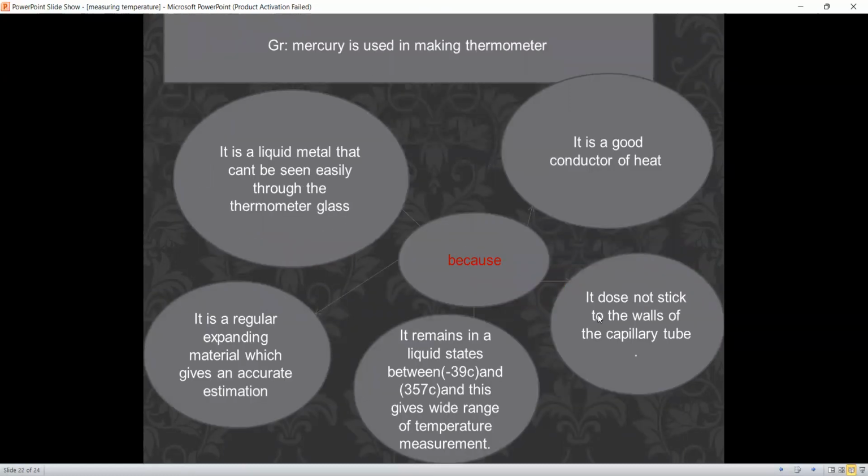Here is the important part of the lesson. Mercury is preferred in making thermometers. Why? For many reasons. Number one, it's a good conductor. It's a liquid metal that doesn't stick to the capillary tube, expands regularly, which gives accurate estimation, and it remains liquid in a wide range, which is minus 39 to 357.